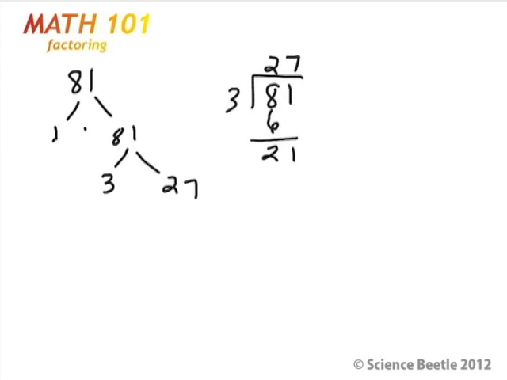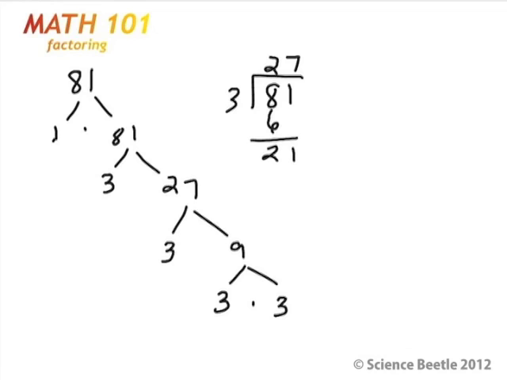And how about 27? Well, I know that 27 can be divided by, I can go 3. And if I do that, 9 would give me a 27. And can I divide the 3 any further? Nope. How about the 9? Yep, I can definitely do 3 times 3. So what you've got here are all the possible factors.